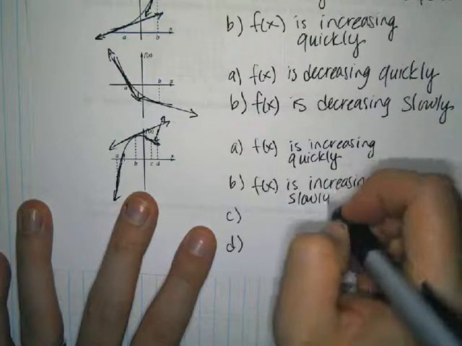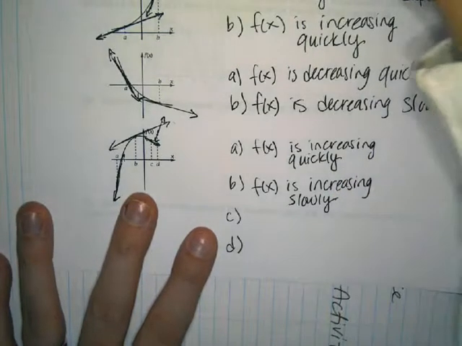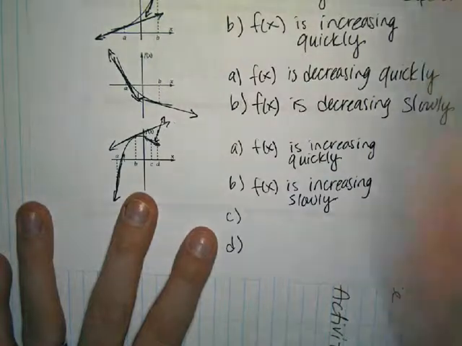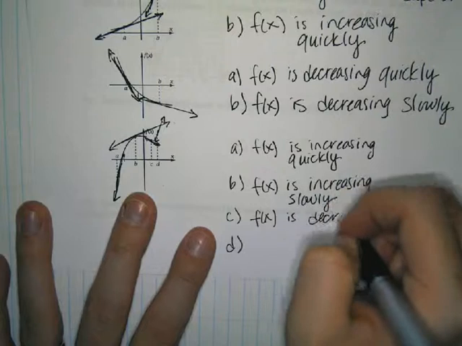Can anybody identify for me what situation we haven't seen yet? An equal or neutral one. Good. So f of x is decreasing quickly.